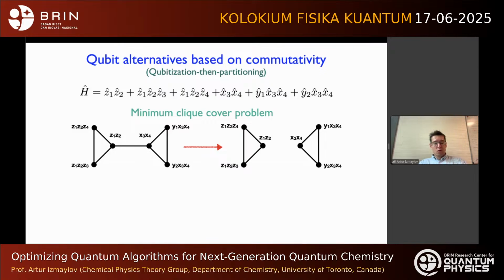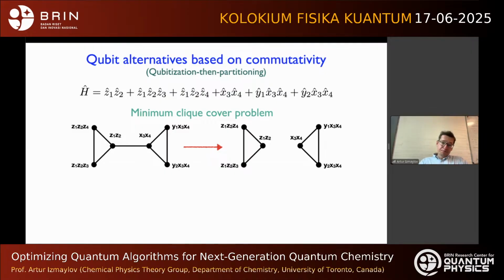One can say that commutativity is like friendship. If you have a friend and your friend has a friend, it's not necessarily that you are a friend of your friend's friend, right? So the same with the operators. If two operators commute and the second one commutes with the third, the first and third do not necessarily commute. And that's what makes graphs perfect for expressing commutativity.